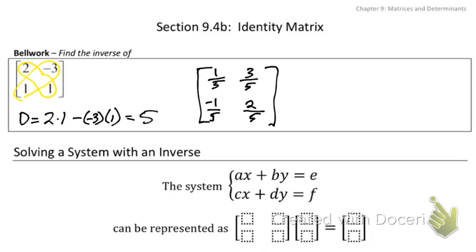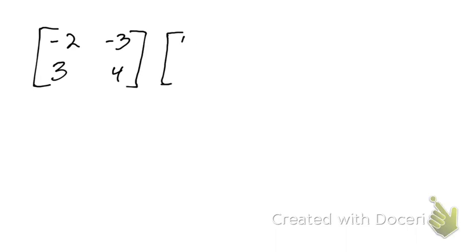Other questions? Yeah? 7. Do you have a specific question or you just came up with different numbers? I came up with different numbers. Okay. So we are multiplying the matrix negative 2, negative 3, 3, 4, and we're multiplying that by 4, 3, negative 3, and negative 2.